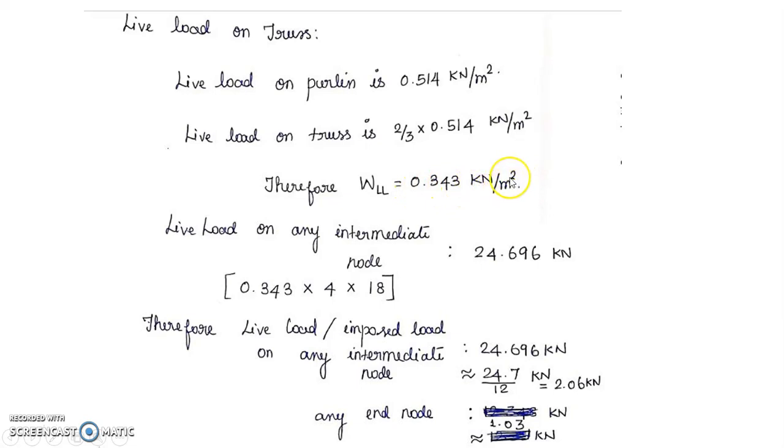So already we know that this area is a plan area. Therefore, I'm multiplying with the plan area, and I'll get the total live load on the truss. As I have explained earlier, the number of nodes is 12. Therefore, I'm dividing the total load by 12, and I'll get the load on any intermediate node point. Similarly, at the end node point, I have half of this value, which is equal to 1.03. This is the live load calculation on the roof truss.